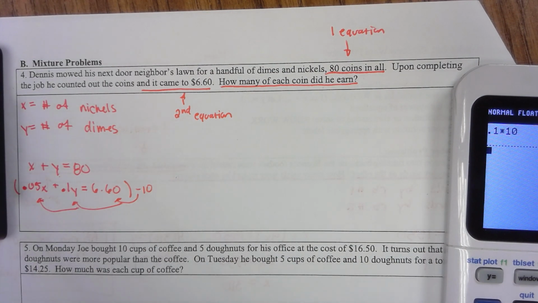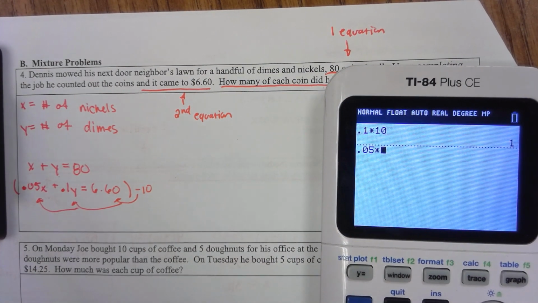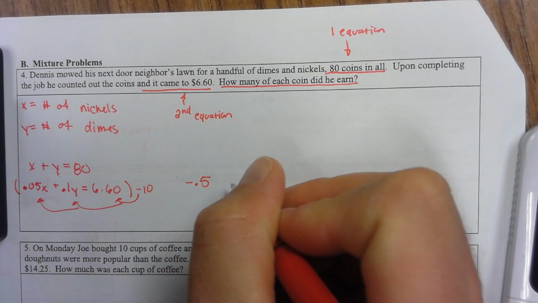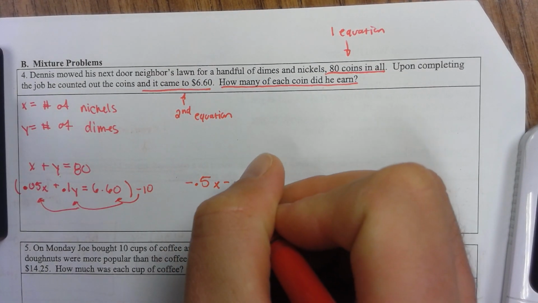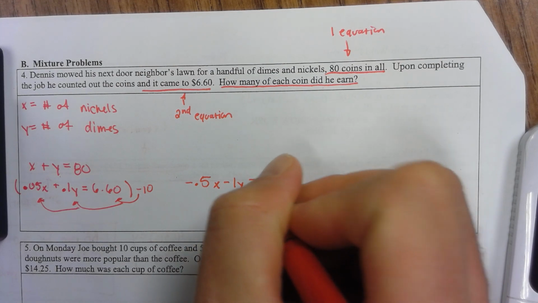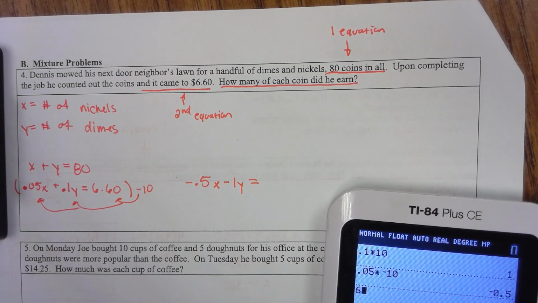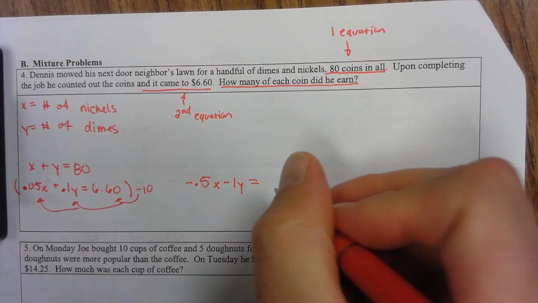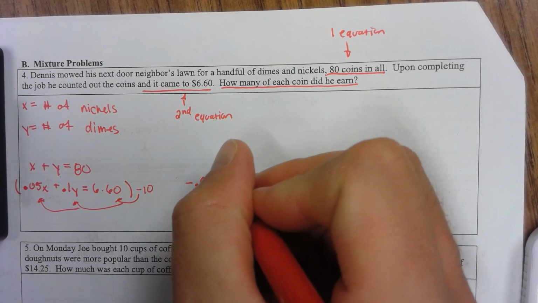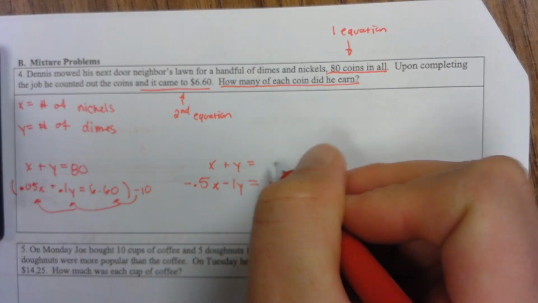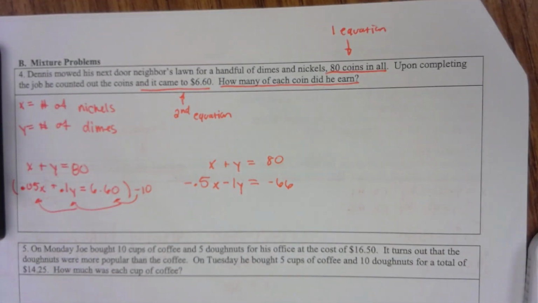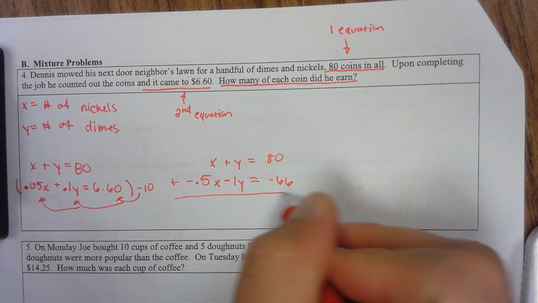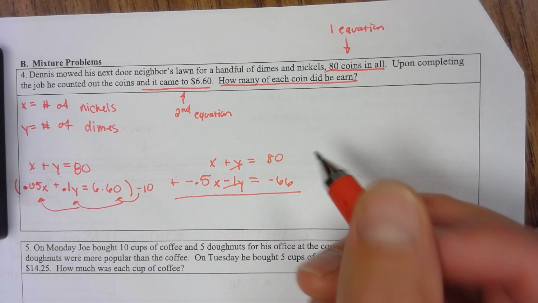So this gives me 0.05 times negative 10 is negative 0.5, and then that's X, and then minus 1Y. And then it equals 6.60 times 10, which is negative 66. And we're going to add that to the top equation, which I just copied over. It didn't change the top equation at all. This is what allows us to eliminate the Y's.